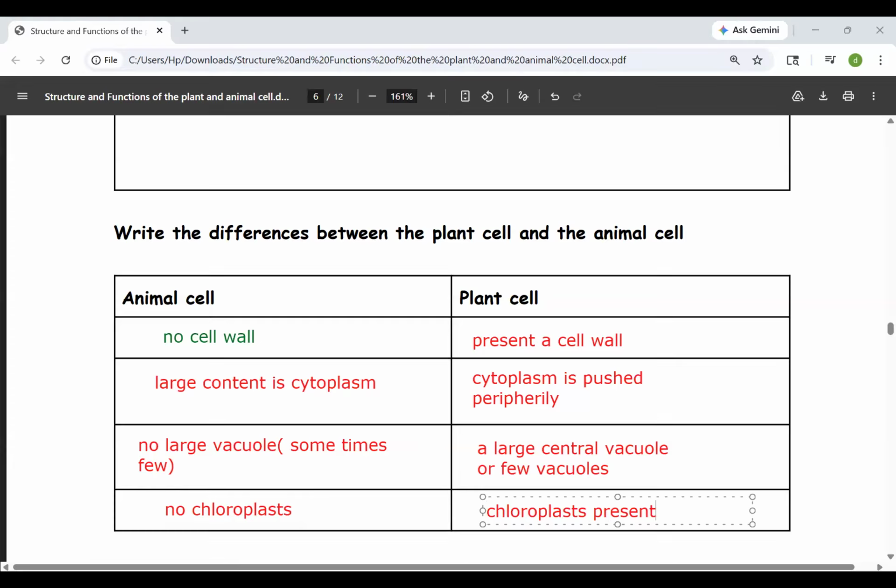Animal cell, no cell wall; plant cell, with the cell wall. Animal cell, large content is cytoplasm; plant cell, cytoplasm is pushed peripherally. Animal cell, no large vacuole, sometimes maybe; plant cell, a large central vacuole or few vacuoles. Animal cell, no chloroplast; plant cell, chloroplast present. Okay, is that clear?